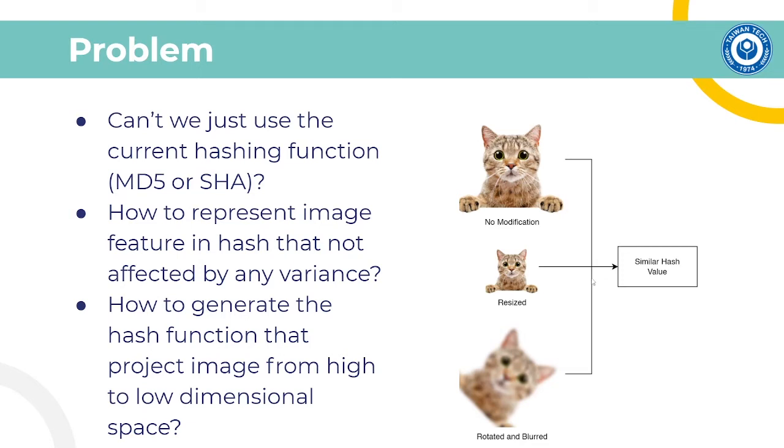So the question is how to represent the image feature in a hash that is not affected by any variance. If we resize the image, the hash should have a similar value, or if we rotate or blur the image, the hash should still be similar to that of the original image. That is the problem this paper wants to solve: how to generate a hash function that projects the image from the high-dimensional space into the low-dimensional space, which is the binary hash value.